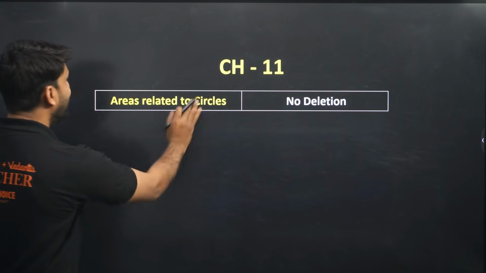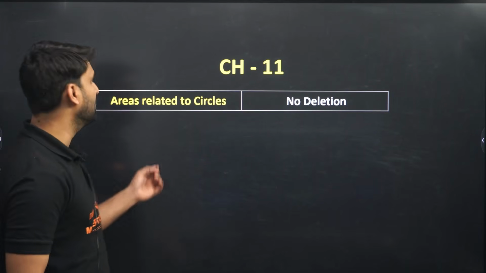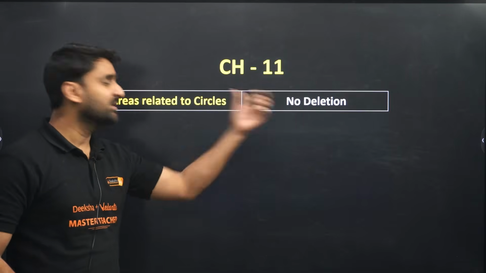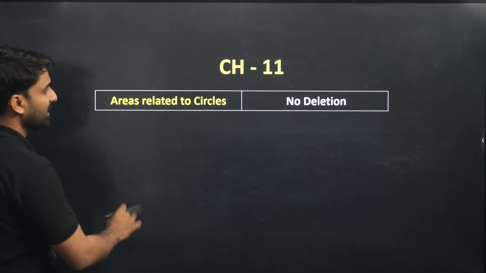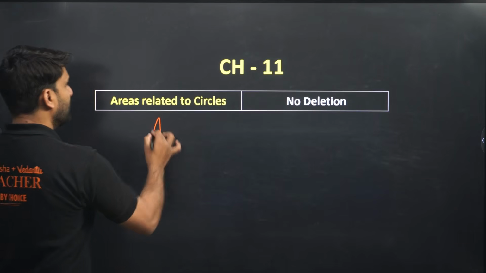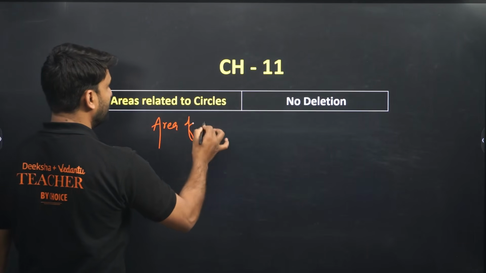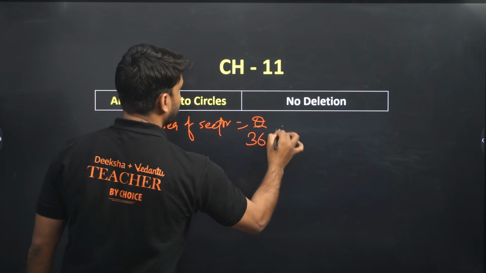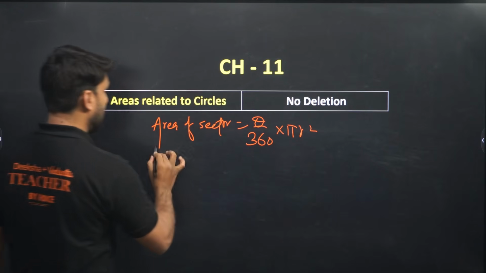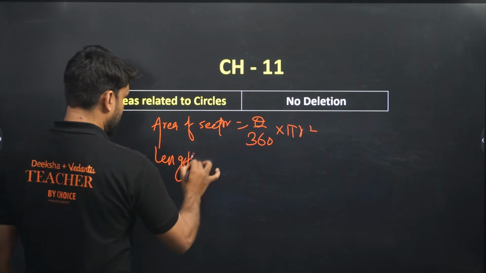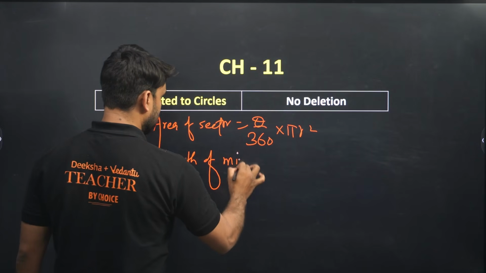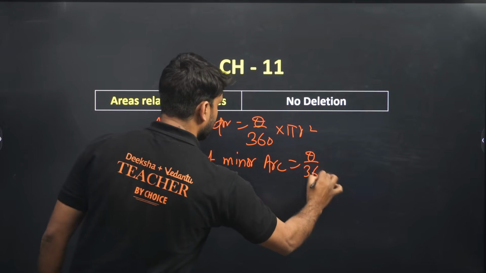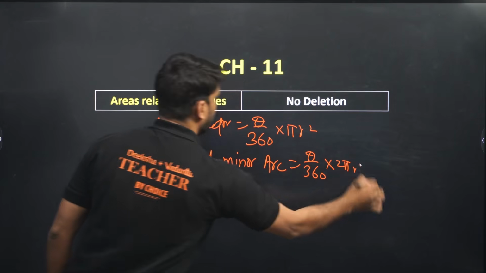Chapter number 11, area related to circle. Again, area related to circle is also coming completely, my dear. Nothing has been deleted in this chapter. Area of sector, length of arc, we generally use these two formulas. These two formulas play an important role. Area of minor sector is theta by 360 pi r square, and length of minor arc is theta by 360 into 2 pi r. This formula will be used.